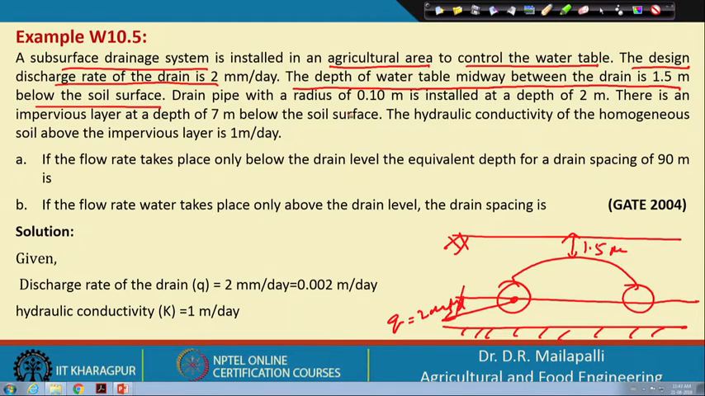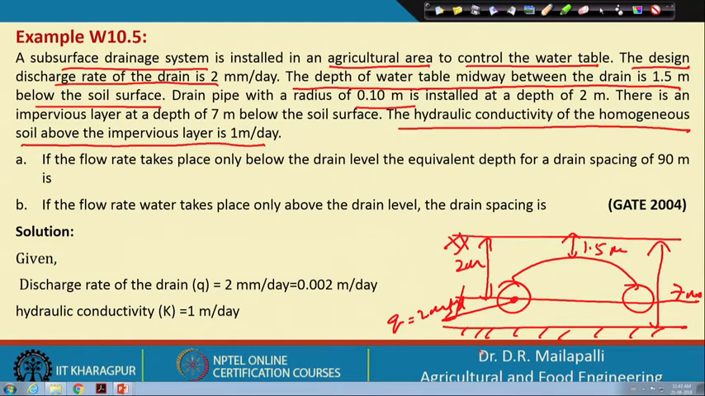A drain pipe with radius of 0.1 meter is installed at a depth of 2 meter. There is an impervious layer at 7 meter. The hydraulic conductivity of the homogeneous soil above the impervious layer is 1 meter per day, so K is equal to 1 meter per day. The questions here are: if the flow takes place only below the drain level, what is the equivalent depth for a drain spacing of 90 meter?